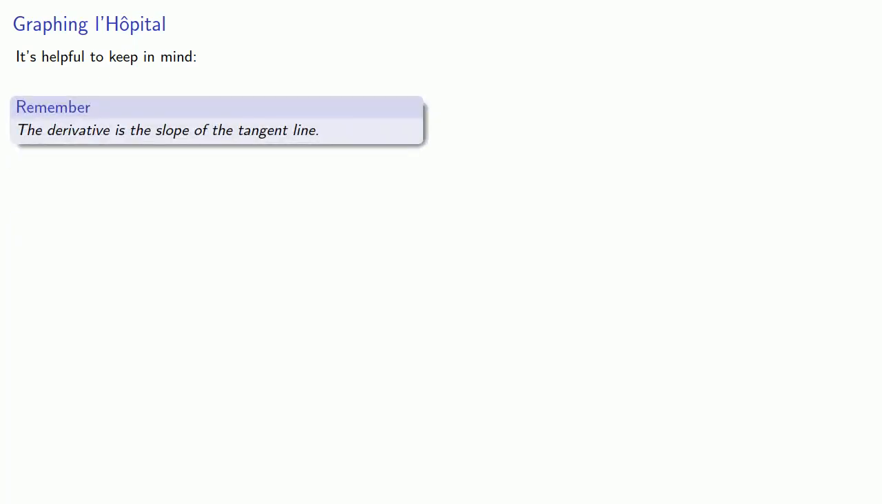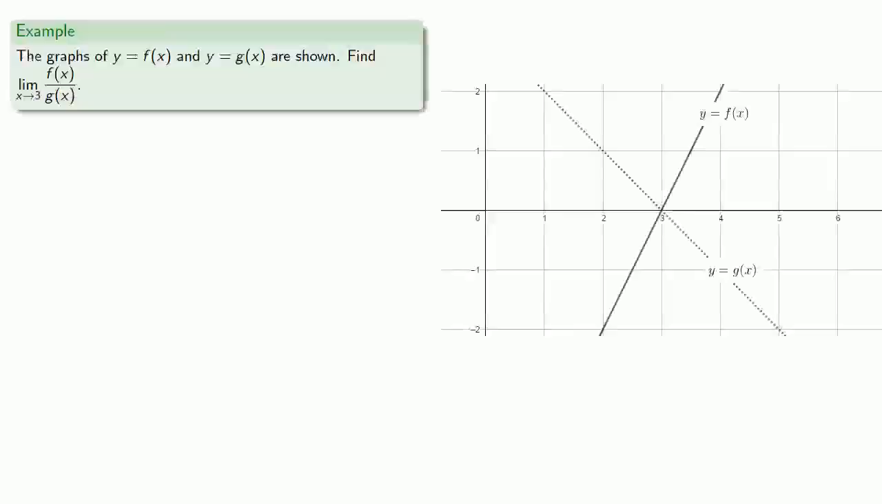It's helpful to keep in mind that the derivative is the slope of the tangent line. So, for example, we might have the graphs of y equals f of x and y equals g of x, and attempt to find the limit as x approaches 3 of the quotient. So, let's check our admission papers.